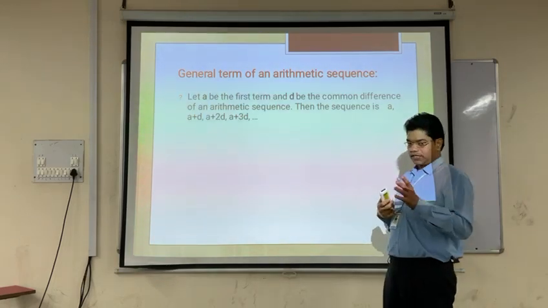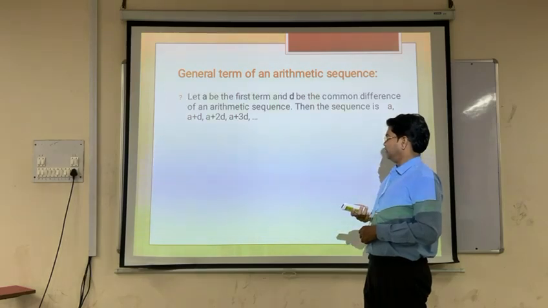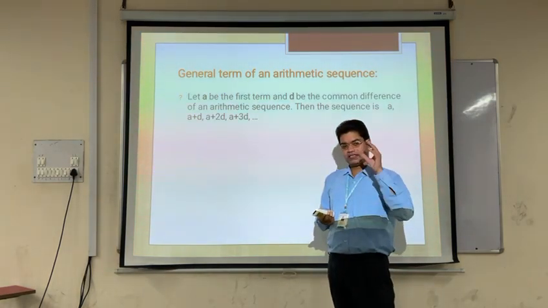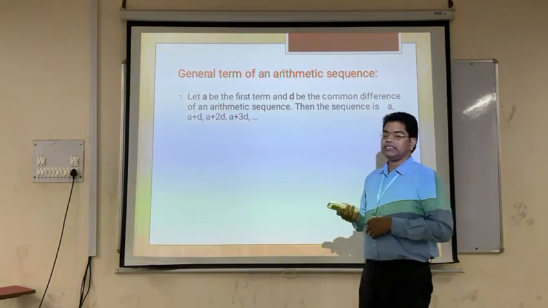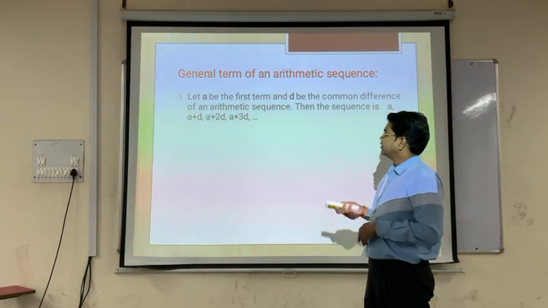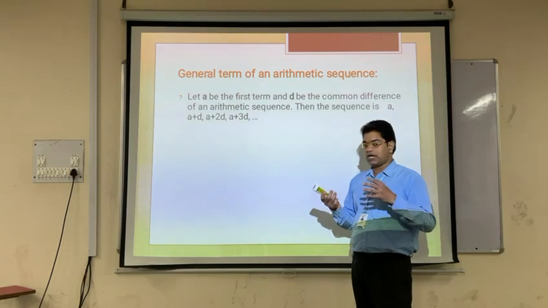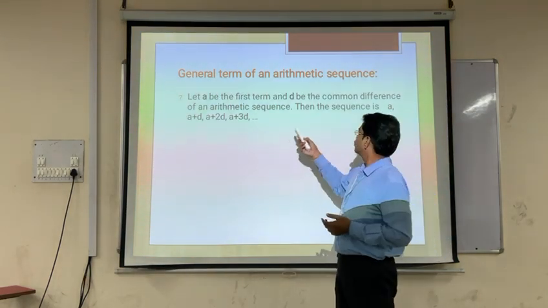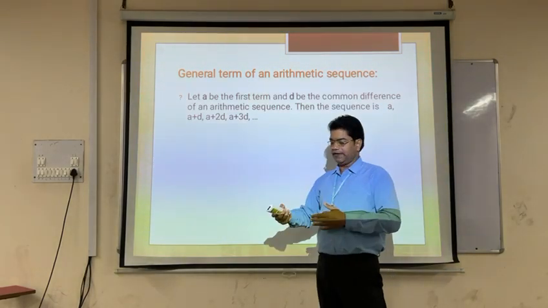Let A be the first term and D be the common difference of an arithmetic sequence. These are the notations which you have to stick with. A is always taken for the first term and D is taken for the common difference. Then we can write the remaining terms of the arithmetic progression if we have the first term and common difference. So this is my first term A. Now go on adding D.